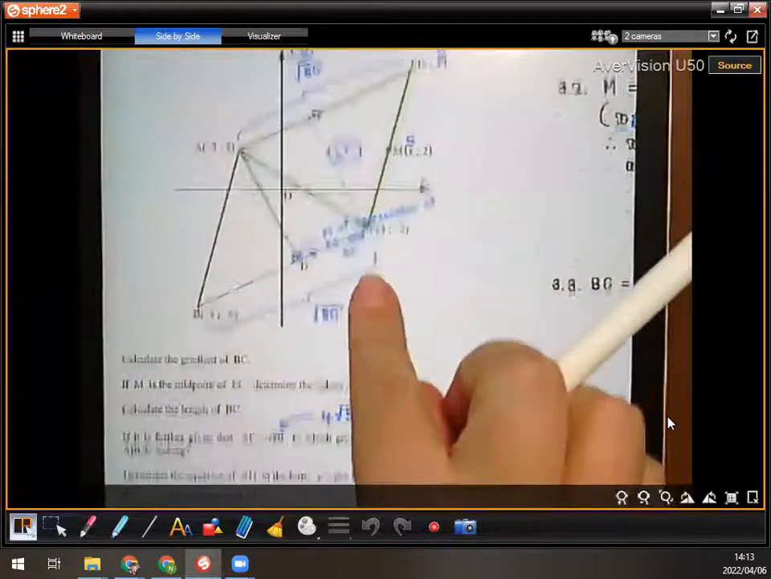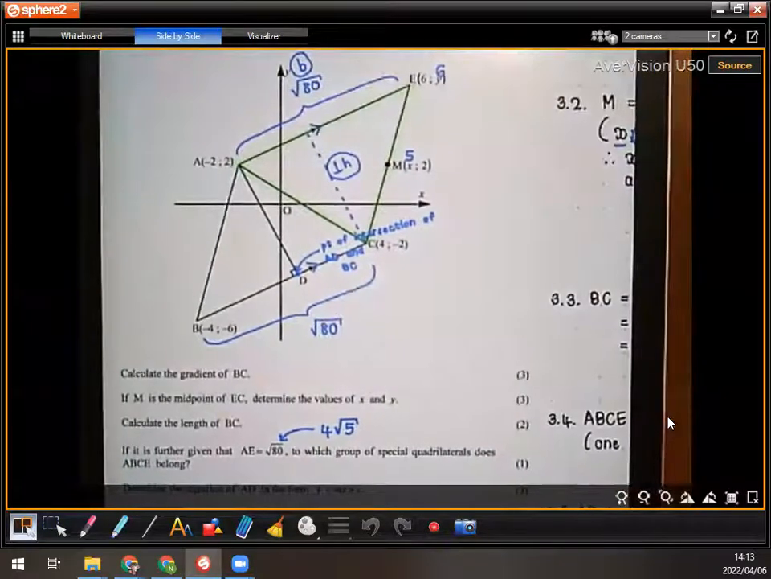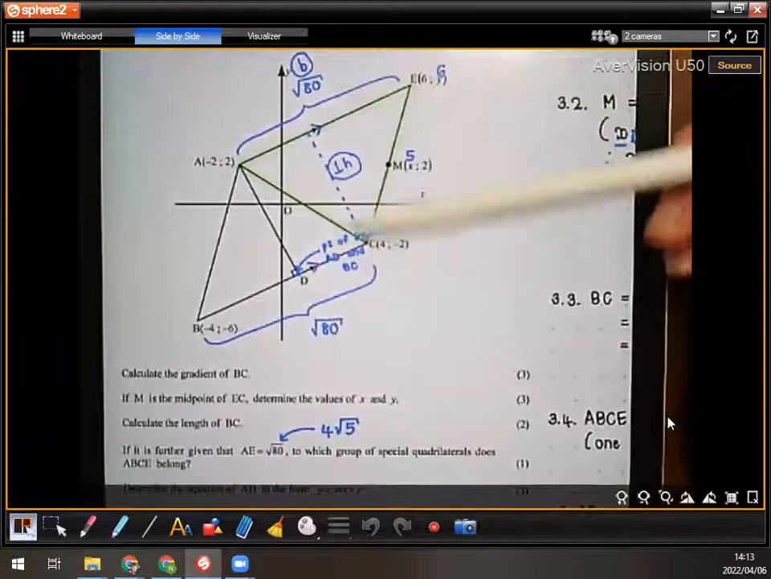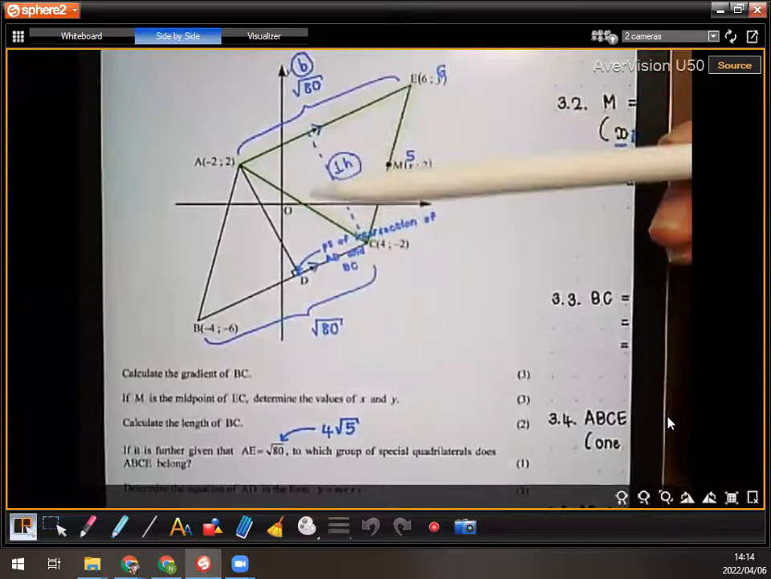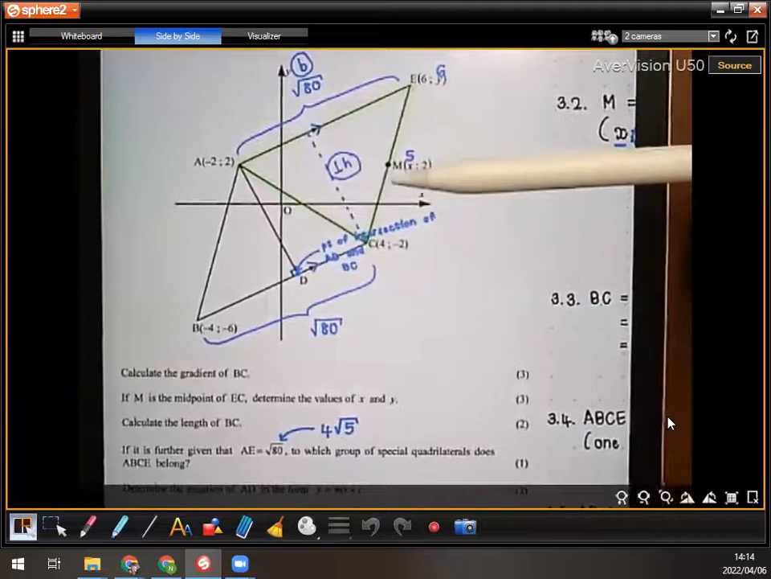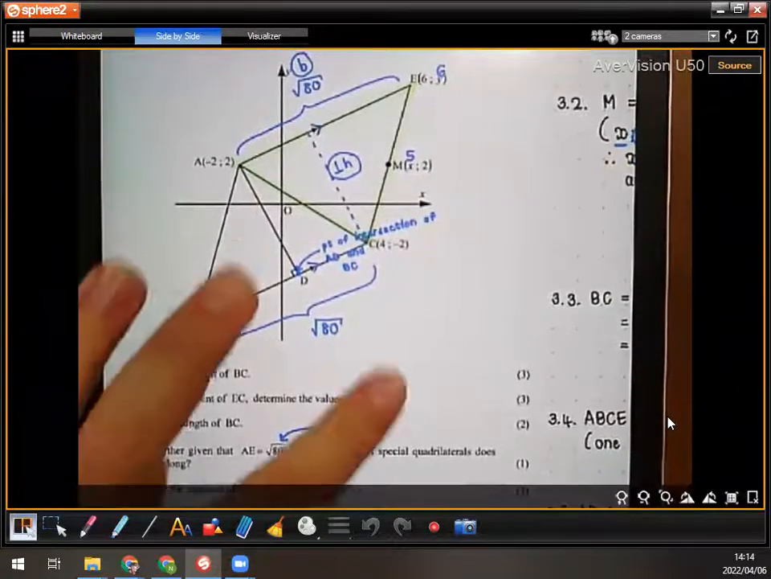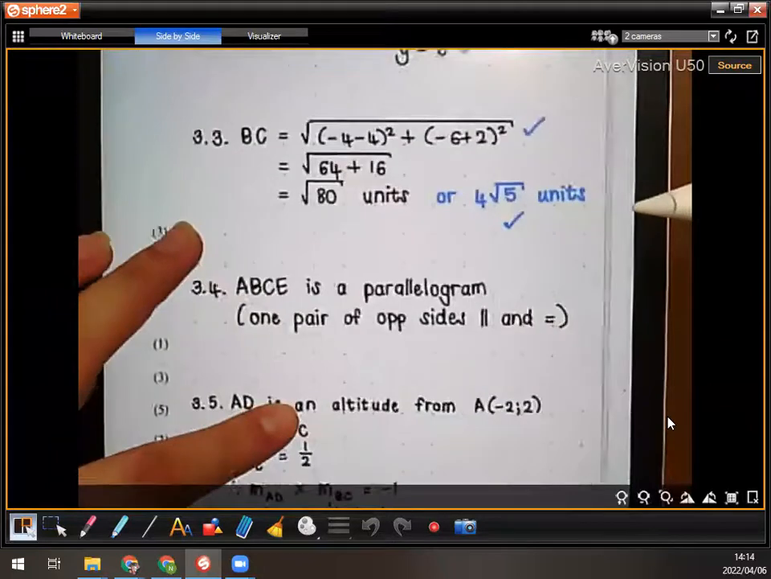Now if we're looking at this, that pair outside is equal, right? Because we got root 80, they're telling us that this is root 80. So those two are equal. And they told us already that those two are also parallel. I don't know if you remember this, but that is one way of proving that something is a parallelogram. You have one pair of opposite sides that are both parallel and equal. So just write that down, please. That is the reason there.